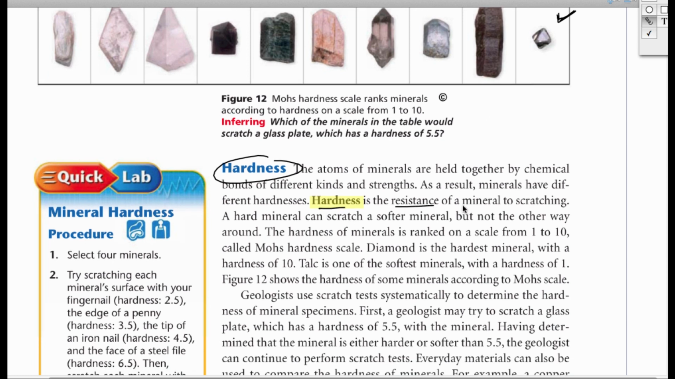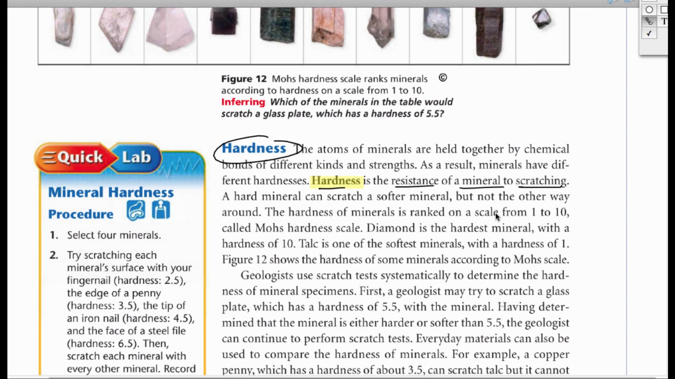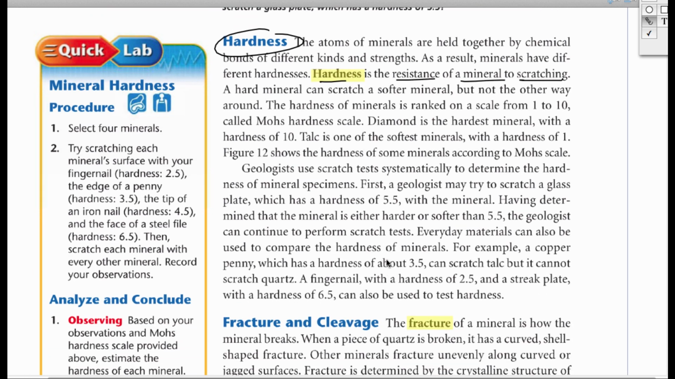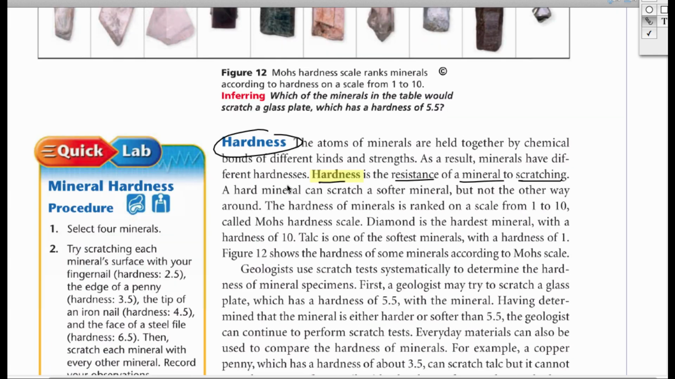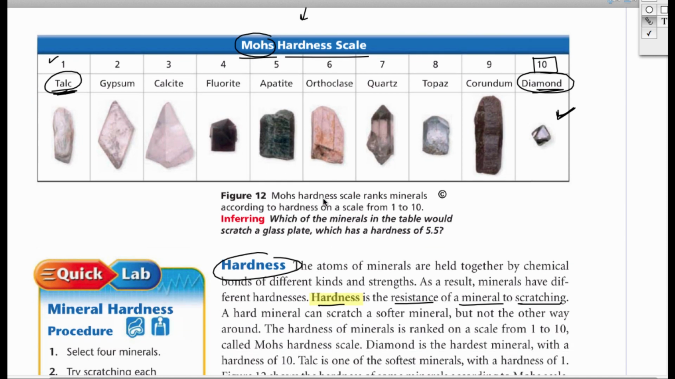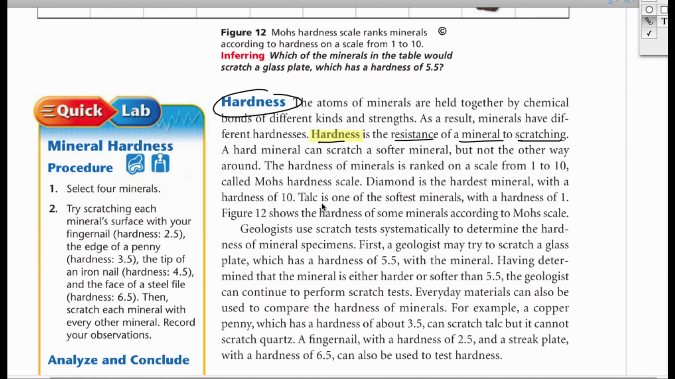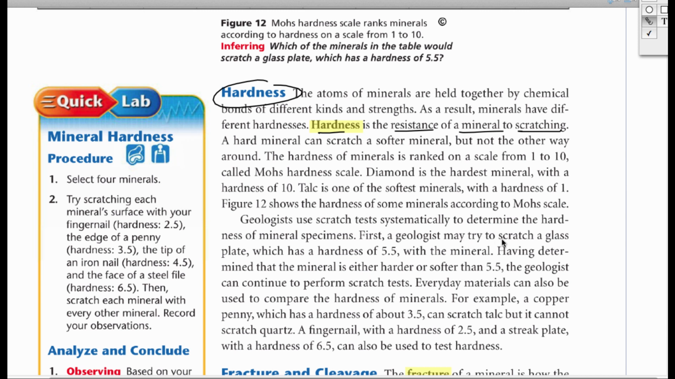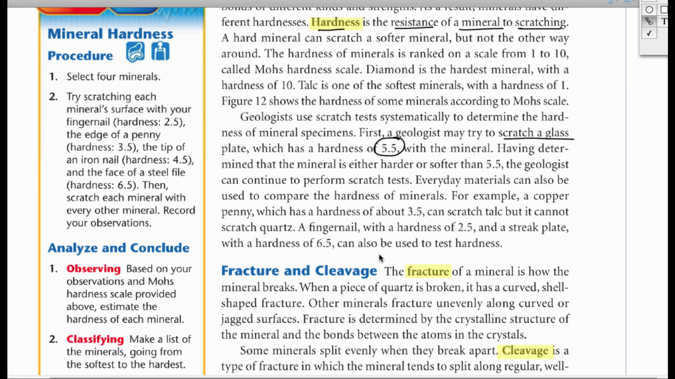Hardness is the resistance of a mineral to scratching. Does it get scratched or does it not get scratched? You can scratch minerals against each other, or you can take and try to scratch them against something that has a known hardness. Like if you were to take these minerals and try to scratch glass with them and see does it scratch the glass or not. You might use glass to compare because they know the hardness of that, and then you can compare whether it's harder than glass or softer than glass.